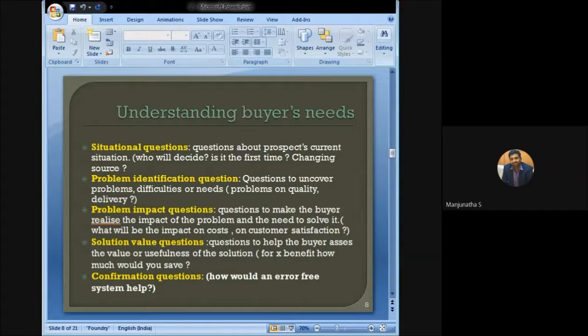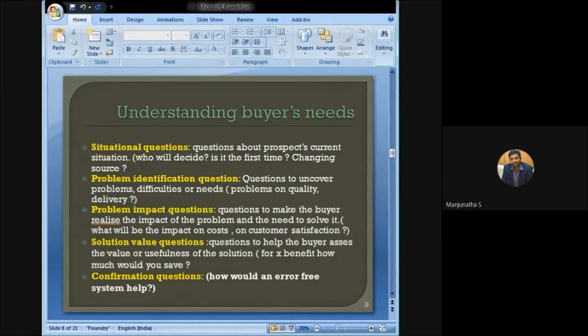Then we can also ask problem impact questions. These are questions that make the buyer realize the impacts of the problem and the need to solve it. Then what will be the impact on the cost, on customer satisfaction and so on. How we can satisfy the customers: what they get, and how it will satisfy them. Those are the kinds of questions we can ask.